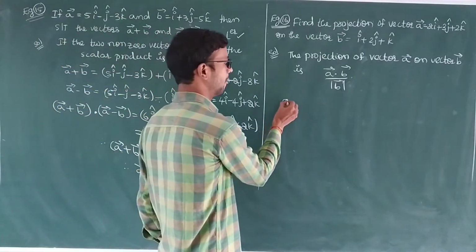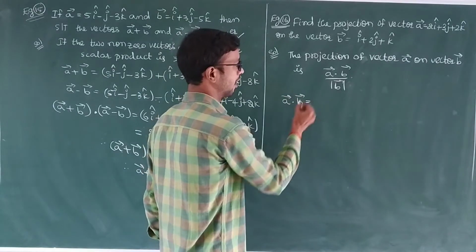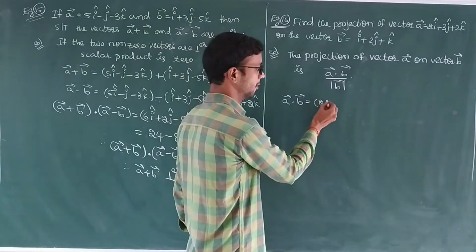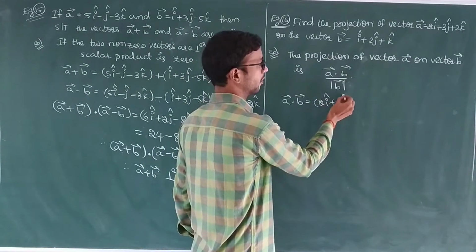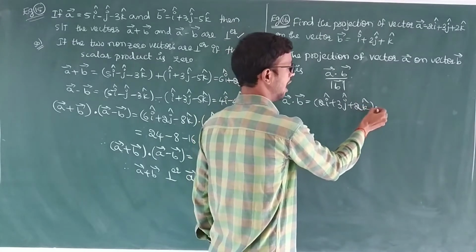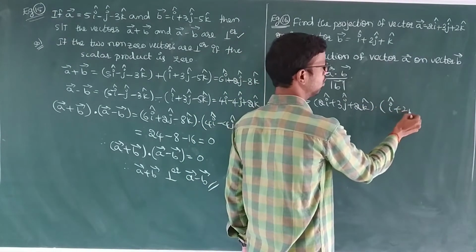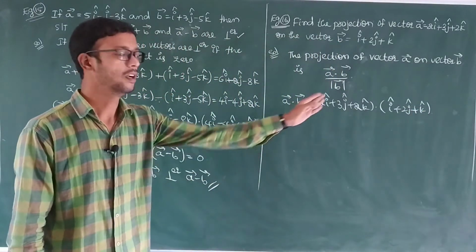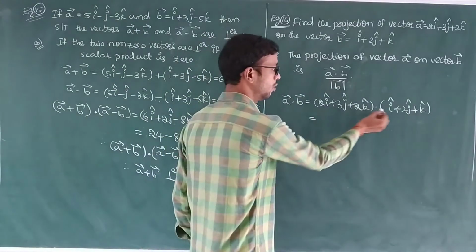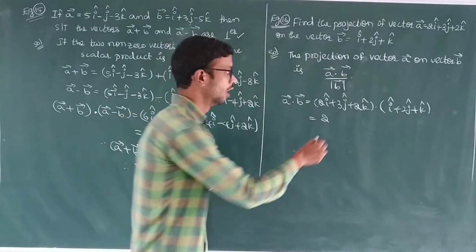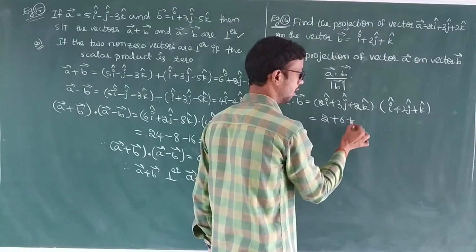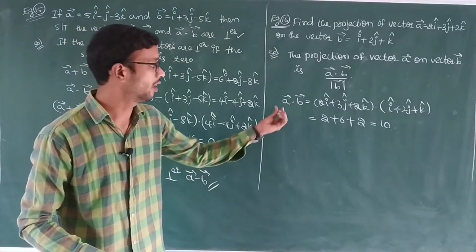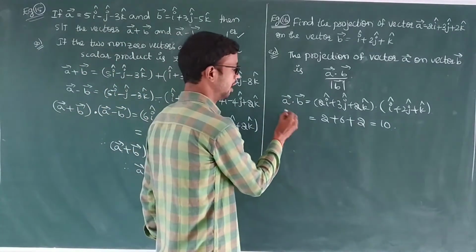So first I find here A bar dot B bar. What is the A bar vector here? 2i cap plus 3j cap plus 2k cap, dot product with I cap plus 2j cap plus k cap. Dot product: 2 into 1 is 2, 3 into 2 is 6, 2 into 1 is 2. Total it will be 10. A bar dot B bar value is 10.